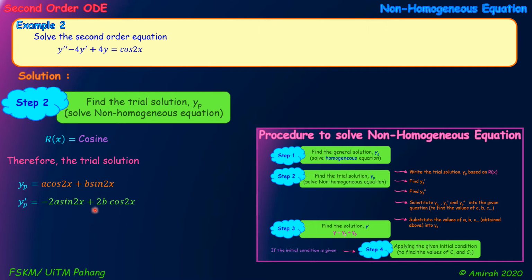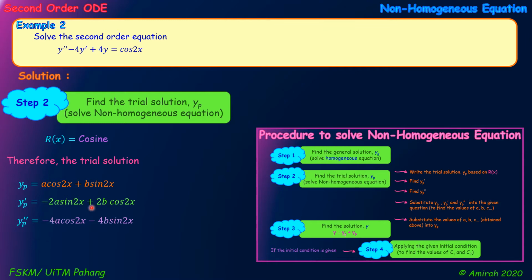Alright, and after we find Yp prime, we need to find Yp double prime. So when we differentiate Yp single prime, we get Yp double prime. So we still have negative 2a constant in front. And then we differentiate sin 2x, we get cos 2x. And then remember to differentiate 2x here, the angle, so we get 2. So 2 times negative 2, we get negative 4 here.